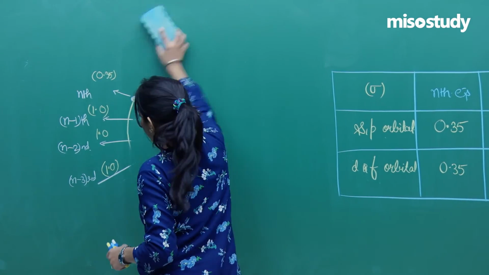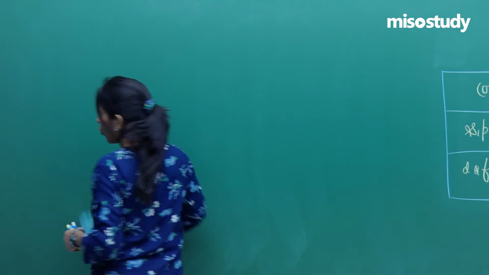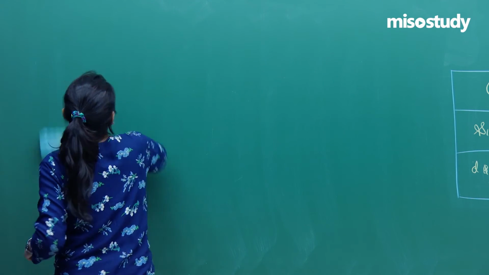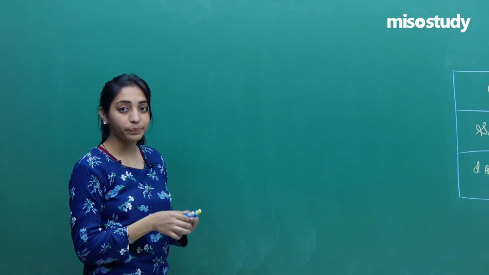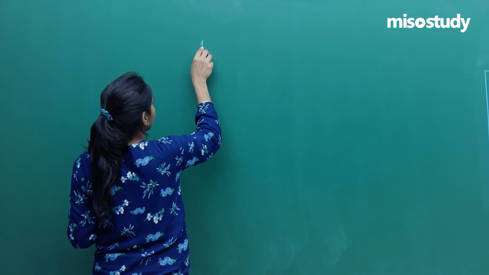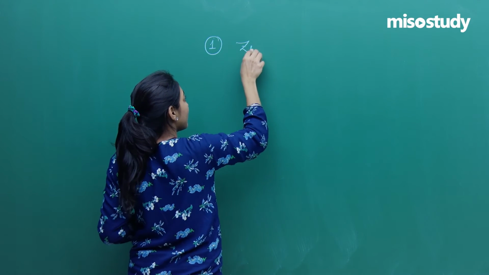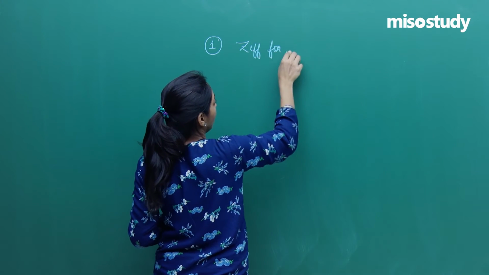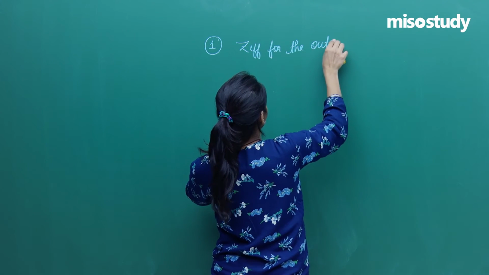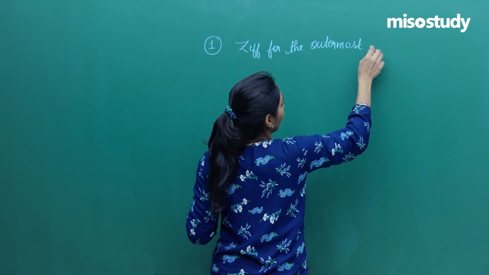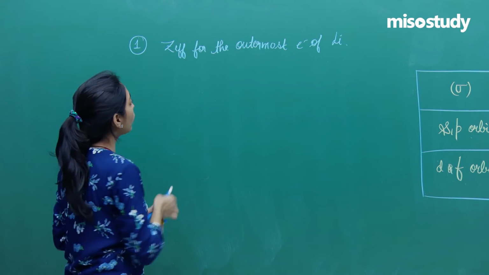Now let us do certain questions. So with the help of the questions, you will be able to understand the Slater's rule even more perfectly. Okay. So let's try some of the questions on the basis of this particular table. So the very first question is, you need to find out the Z effective for the outermost electron of lithium.